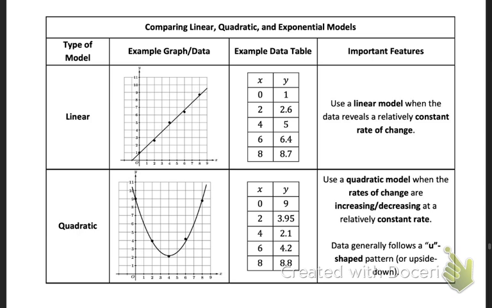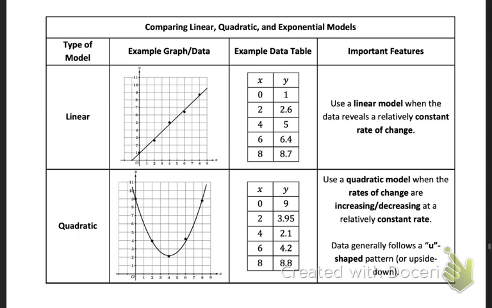If your data shows that our rates of change are increasing or decreasing at a relatively constant rate, and again, that means our second differences, so you would look at the betweens and then the betweens a second time. And if the data is following a roughly U-shaped pattern, again, not going to be perfect, but that's how you're going to know that it should be quadratic, okay?